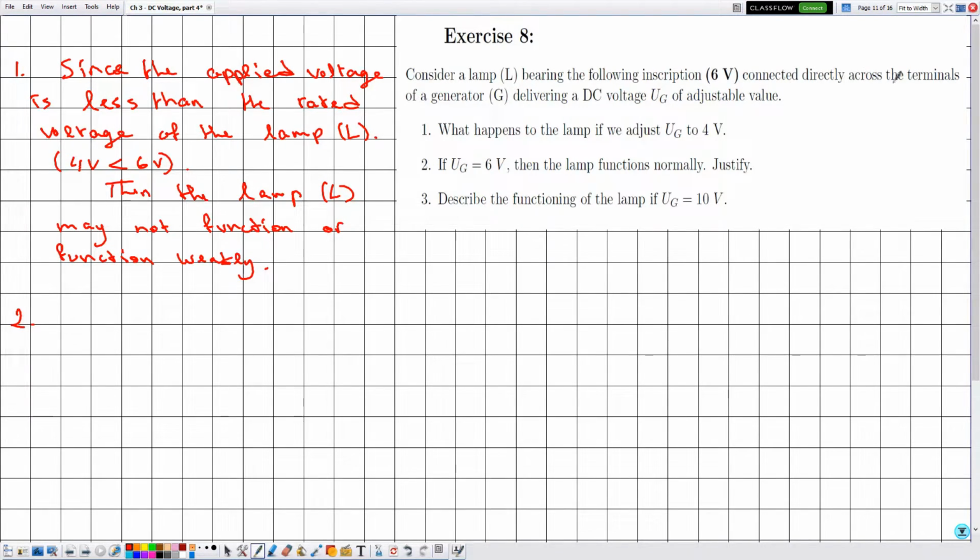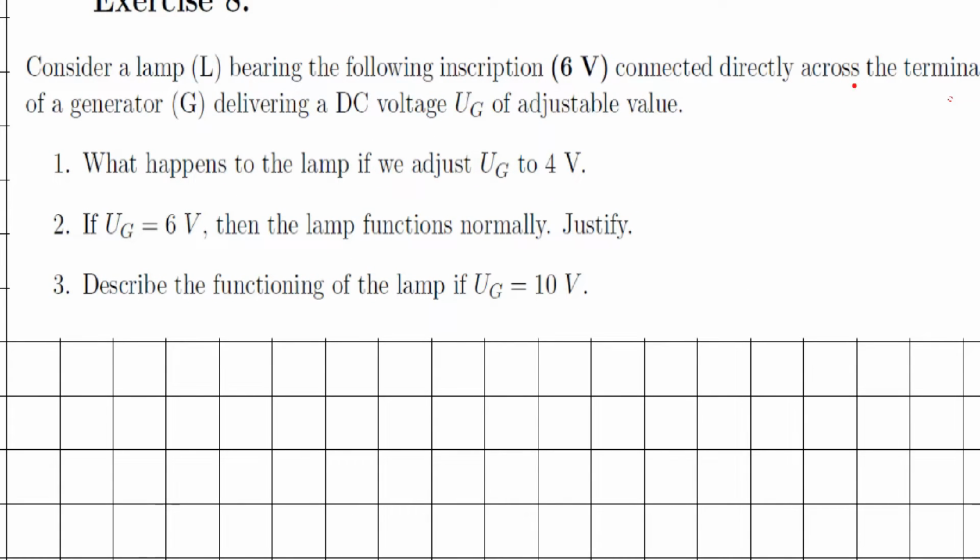Now in number 2, they are telling me if UG is equal to 6 volts. So now the voltage of the battery or the DC source is set to 6 volts. Now they are telling me the lamp functions normally, justify. So we always compare the applied voltage to the rated voltage. Notice that in this case they are equal.